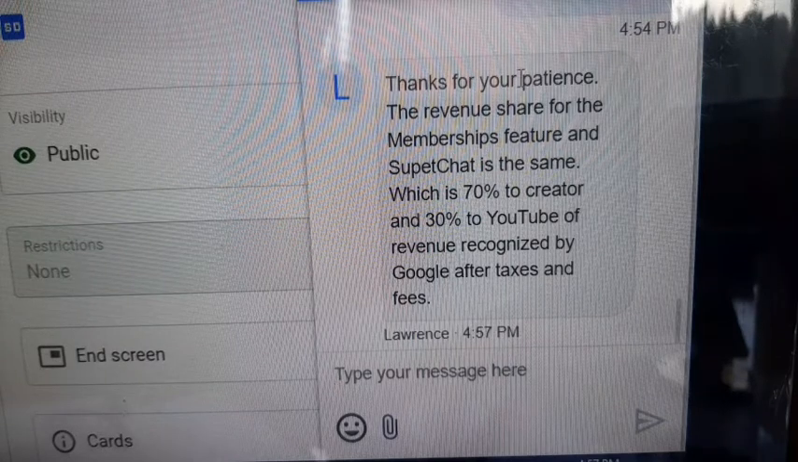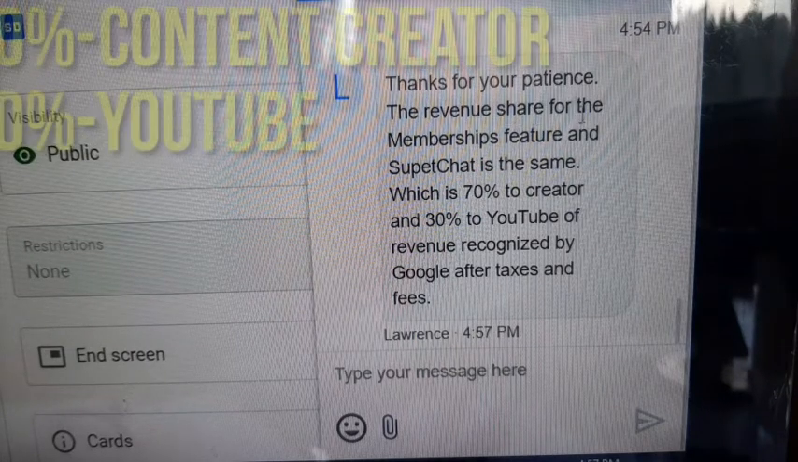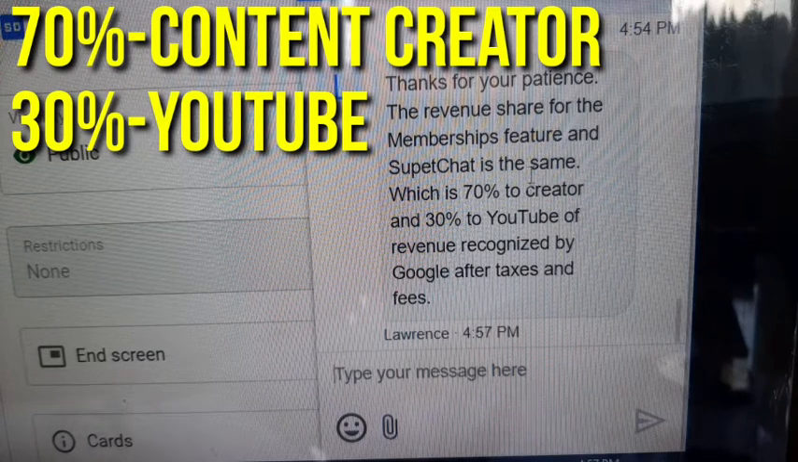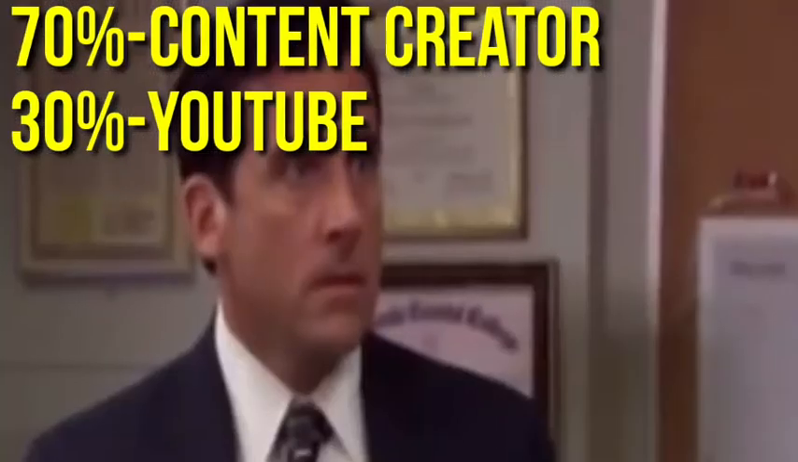Alright, so here is the reply. "Thanks for your patience. The revenue share for membership feature and super chats is the same, which is 70% to creator and 30% to YouTube of revenue recognized by Google after taxes and fees."